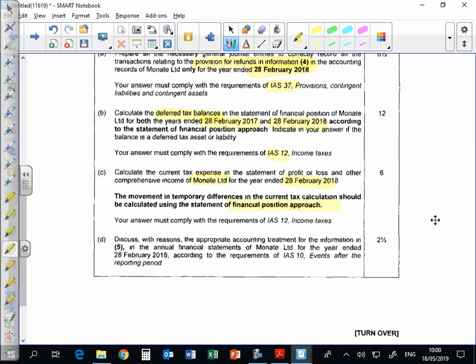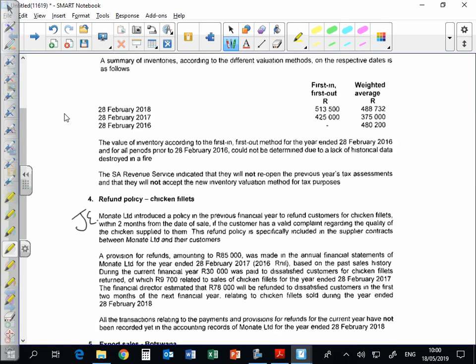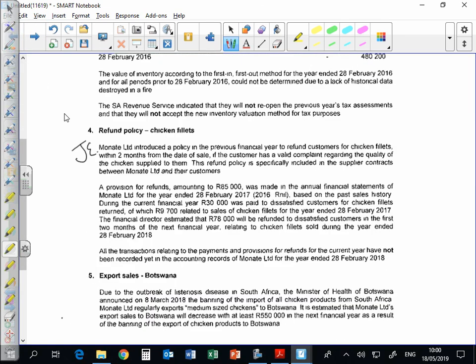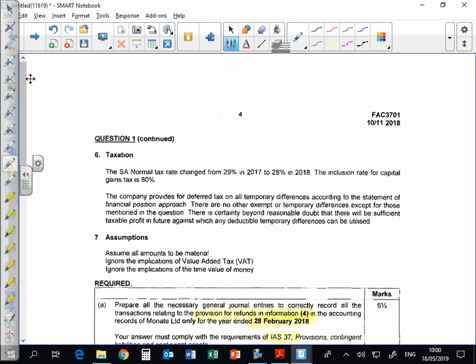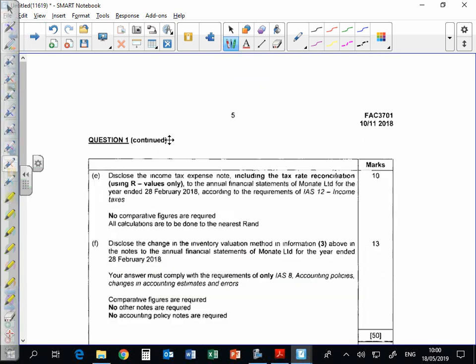Right, discuss with reasons the appropriate accounting treatment for the information in point 5 in the annual financial statements of Munante for the year ended 2018 in terms of events after reporting date. I'm going to jump to number 5 and say we need to discuss, just so we know when we get there.